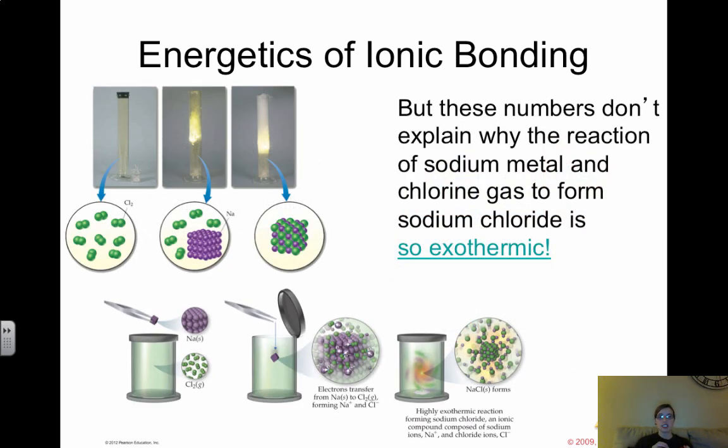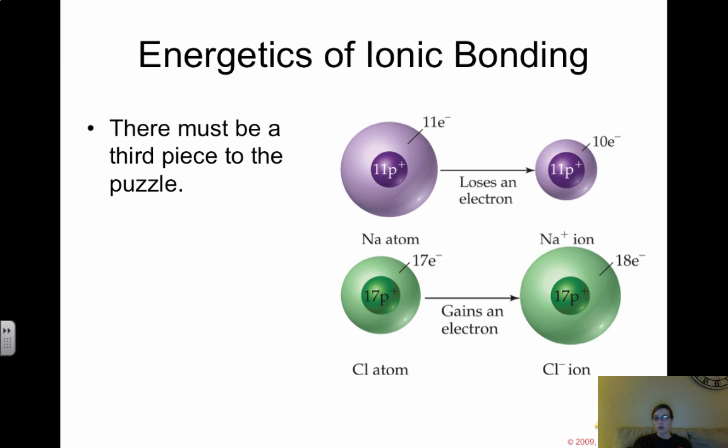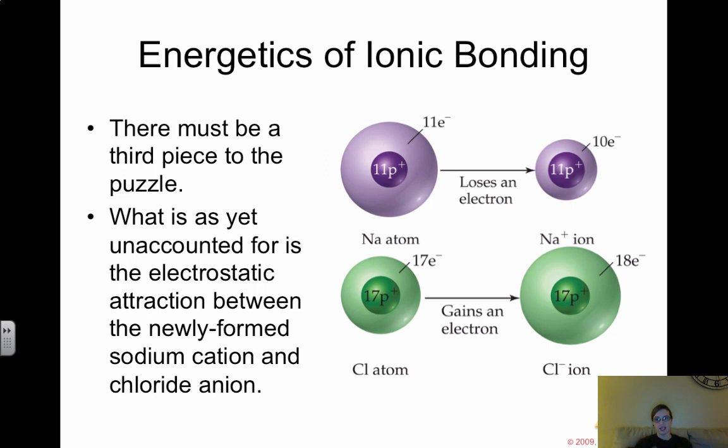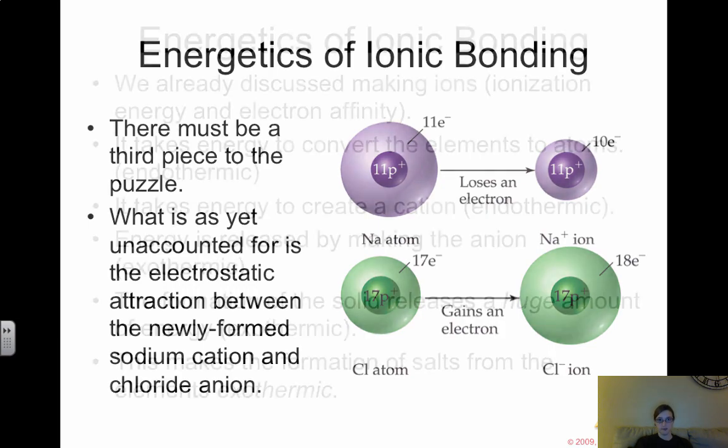But these numbers don't explain why the reaction of sodium and chlorine is so exothermic. You can watch this video on the class website as well, and take a look at how exothermic the reaction is. You get a little idea in this picture, but it's a very exothermic reaction. So ionization energy and electron affinity alone don't explain this reaction. There has to be a third piece to the puzzle here, and what we haven't accounted for is the electrostatic attraction between your positive cation and your negative anion.